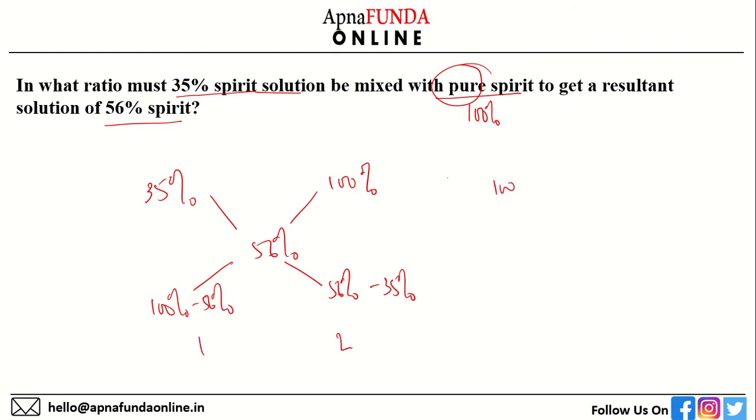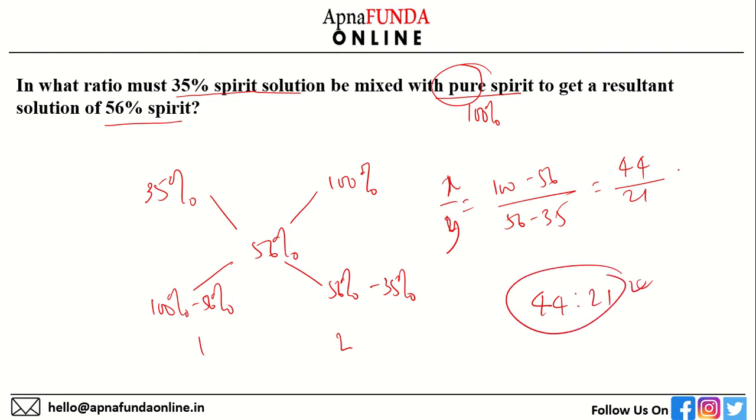So we know that this is ratio 1 and ratio 2. Better to name it as x and y. 100 minus 56 divided by 56 minus 35. So this becomes 44 and this becomes 21. So my answer is 44 is to 21.